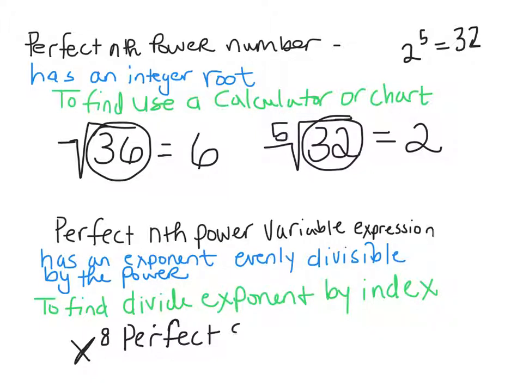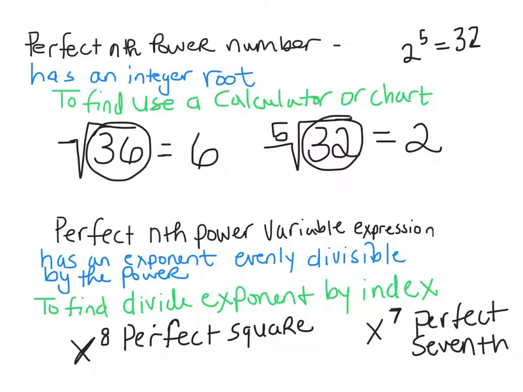Perfect square. If I'm dealing with, maybe I have x to the 7th, then that is a perfect 7th, because 7 is divisible by 7. So this is a perfect 7th.